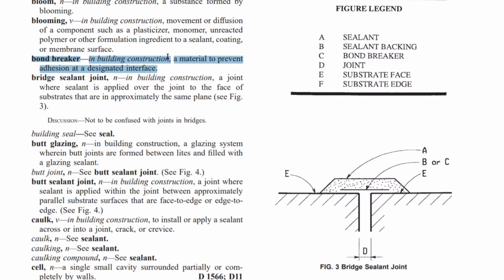A bond breaker is a material to prevent adhesion at a designated interface. You can see in our figure here, either B or C could be used as a bond breaker over this joint. C in this figure is our bond breaker, and we have sealant bridging over top of the bond breaker. So a bond breaker is a material that's used to prevent adhesion at a designated interface.